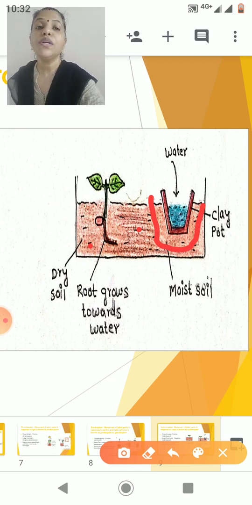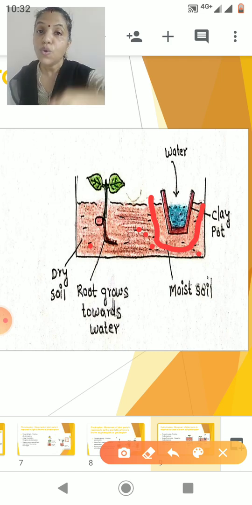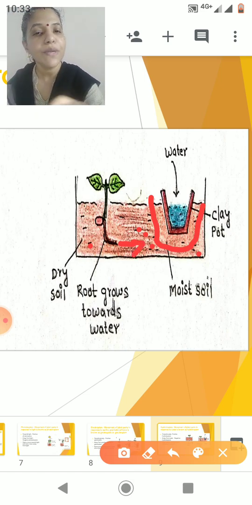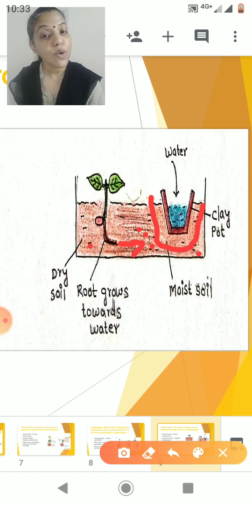As the water comes out, don't you feel that in this particular area the soil is going to be moist? So what is happening? Instead of the root growing straight downward, it is moving towards the direction of the stimulus. Can you see it coming over here? It is moving towards the moist soil. This tells us that the root is positively hydrotropic.